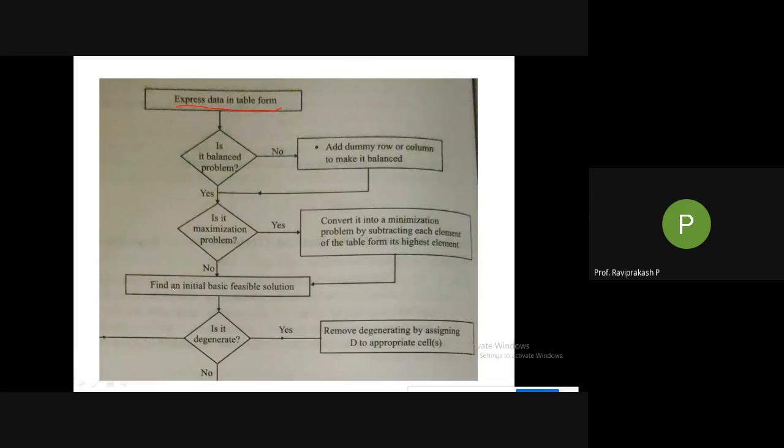So find an initial basic feasible solution using the three methods: Northwest Corner method, LCM method, and VAM method. Then, is it degenerate? I told you what is degenerate: m plus n minus 1 should be equal to the number of assigned values.